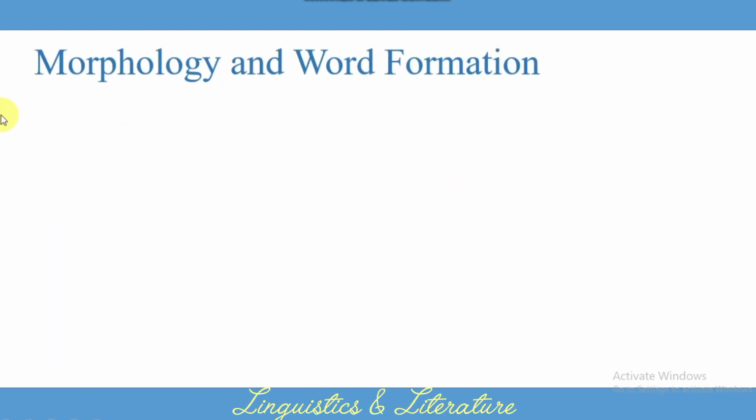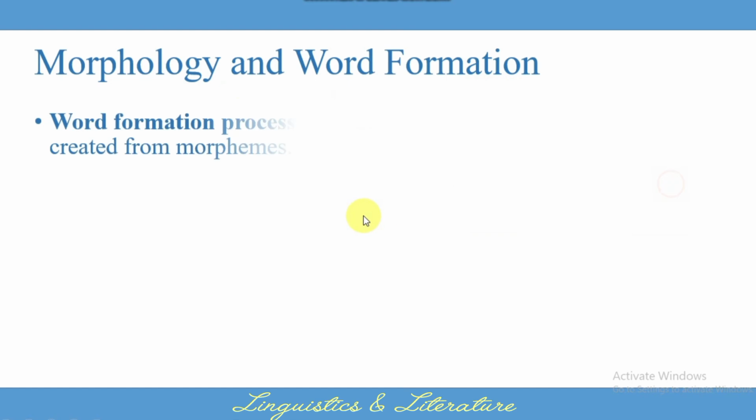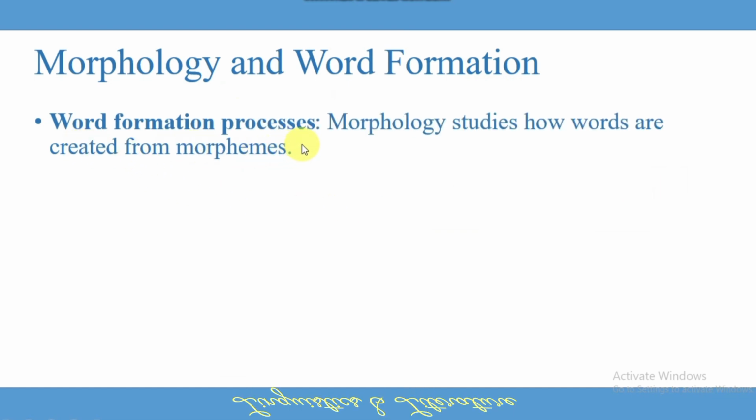And morphology and word formation, what are these? Now, the word formation process. Morphology studies how words are created from morphemes. That is what we have already discussed. Morphemes are the things that make morphology, meaning when we use morphemes to make words, this is actually the process of studying morphology. This is morphology. Okay, next we are going to see.